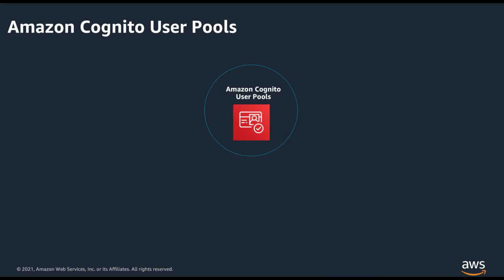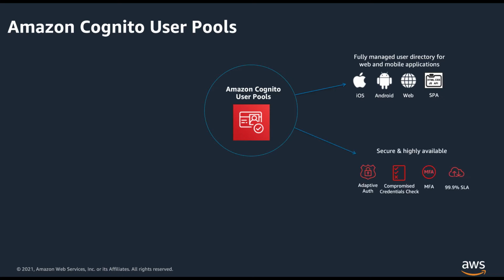And if I were to do this in just 2 minutes, Cognito User Pools is a fully managed user directory for web and mobile applications. It allows you to add features like user sign in, sign up, and profile management to your applications with a few clicks. As a managed service, it offers you the security and availability you need for your applications. It comes with support for multi-factor authentication, advanced security features like adaptive auth and compromised credentials check, beside the original SLA availability of 3 nines.